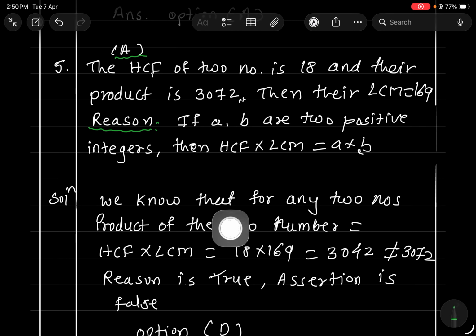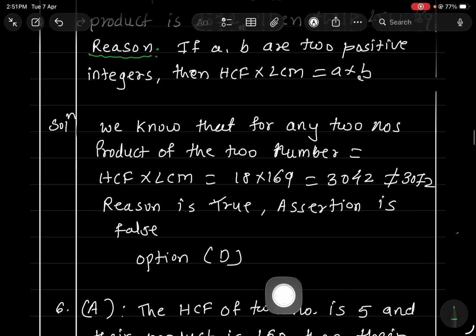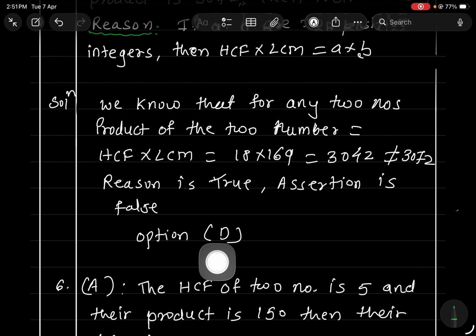What is given here? We know that the product of two numbers is equal to HCF into LCM. So the product is 18 into 169, and this multiplication is coming 3042, but here the product is given as 3072. This is not equal. So the reason is true, because if A and B are two positive integers, then this formula we studied is true, but your assertion is not true. So here the assertion is false, so option D will come.